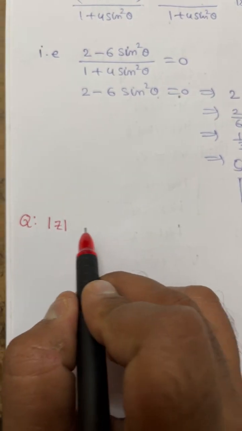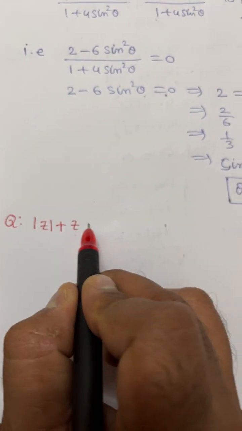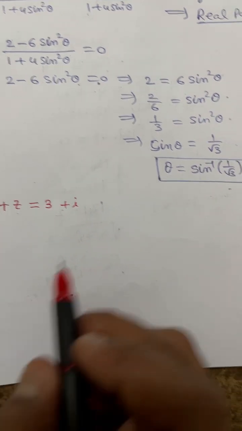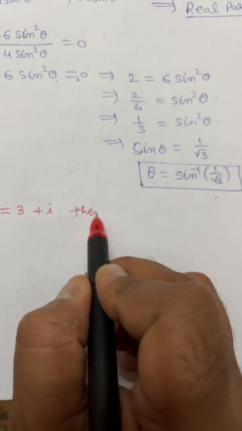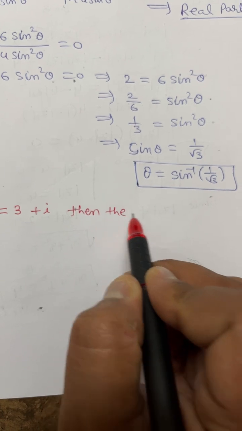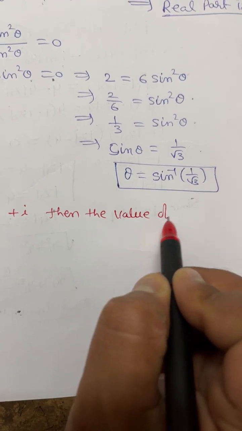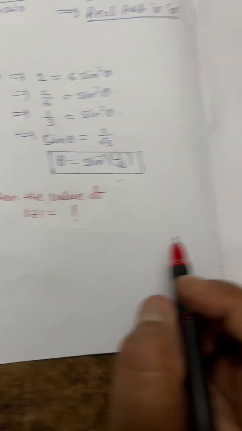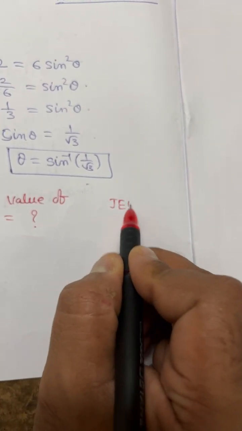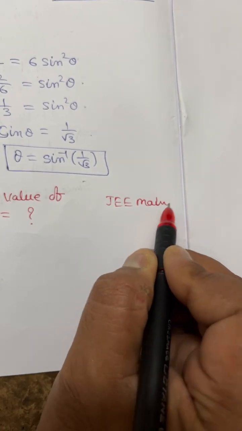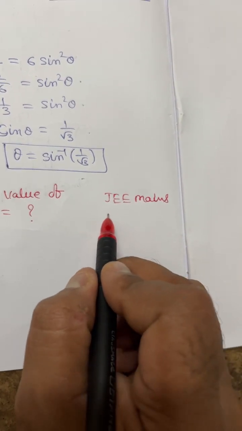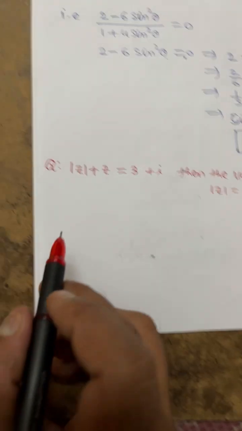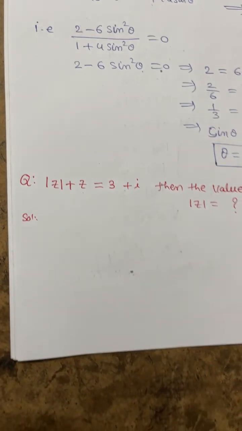Mod z plus z is equal to 3 plus i. Then the value of mod z is equal to question mark. This question they asked in the JEE Mains 2019, one of the sessions. So I think it's the January session maybe. So how does this answer come?